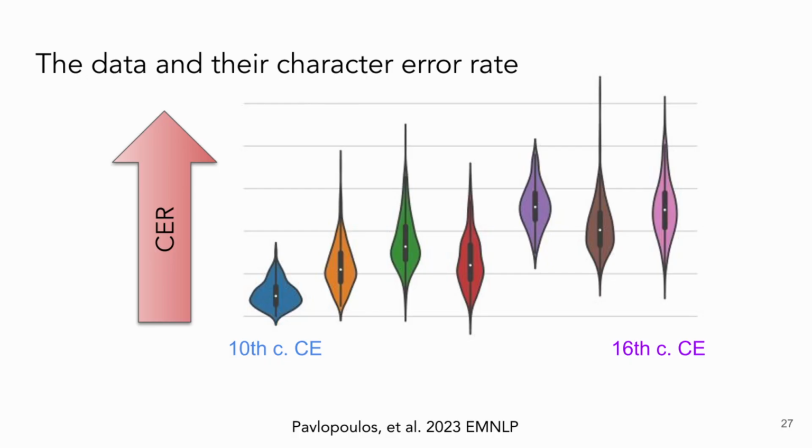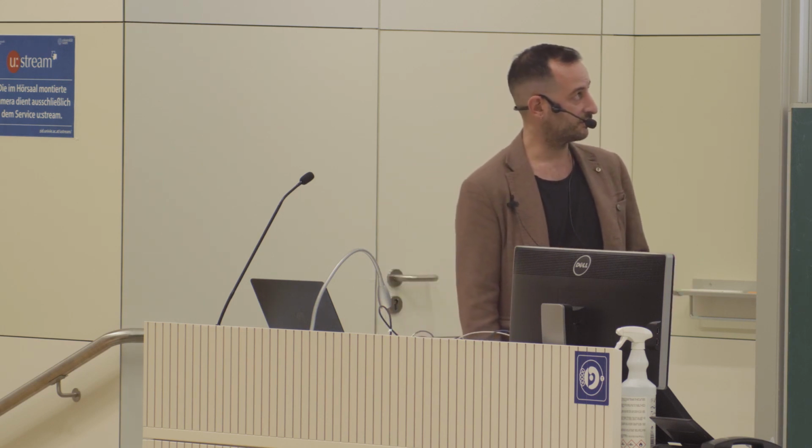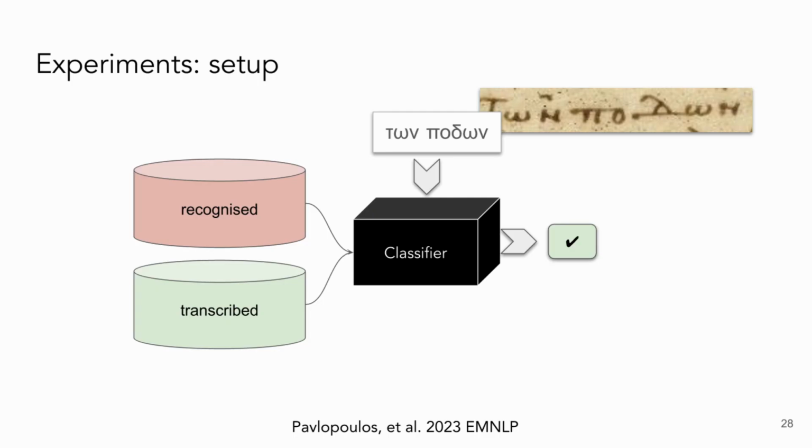So now we can go on and investigate the character error rate per century. What this graph reveals is that we don't have uniform errors over time. Specific centuries were more difficult to recognize text from images. But our purpose is different.